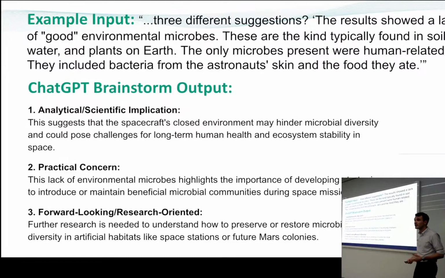AI can give you 3 very different suggestions. So we have an analytical and scientific implication, we have a practical concern, and we have a forward-looking, research-oriented sentence. Now we can decide, where do you want this paragraph to go? What's your next paragraph going to be about? Is it going to be about future research, or is it going to be about your research problem? That's where we find different sentences. They all sound great, but 2 of them do not make sense for your paper. That's why we say 3, 4, 5 different options.